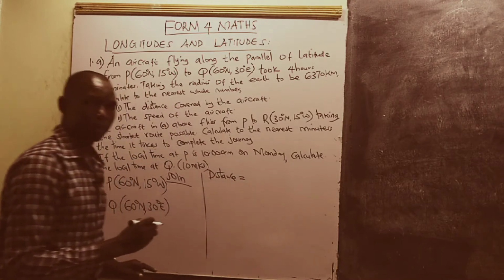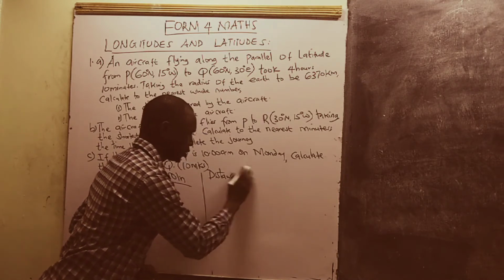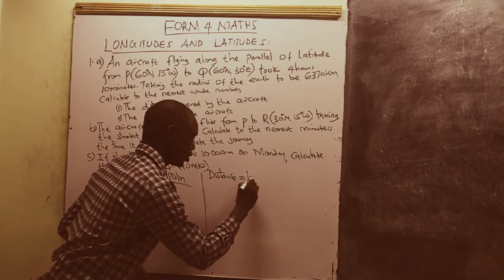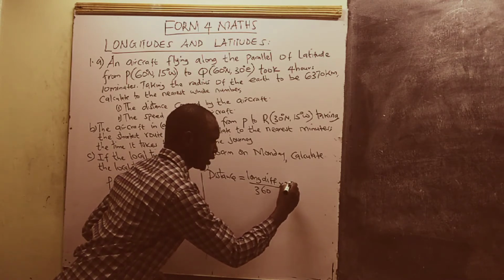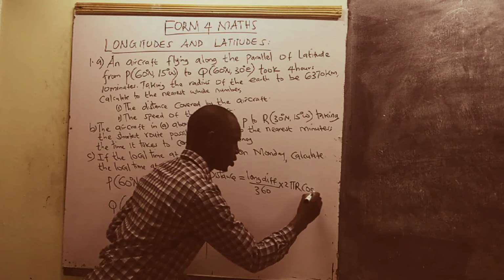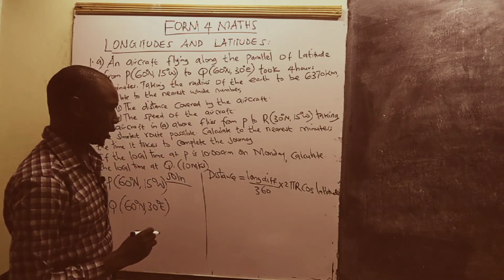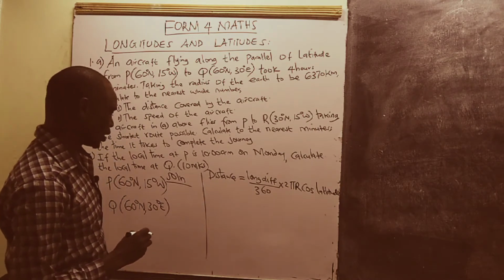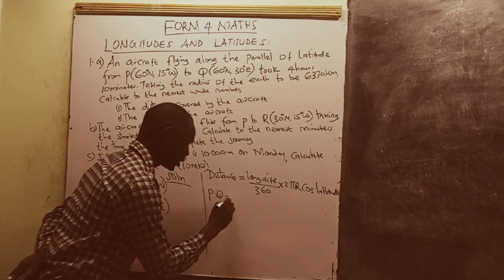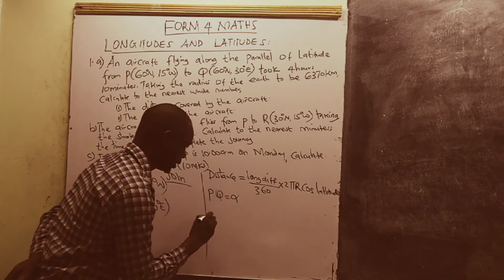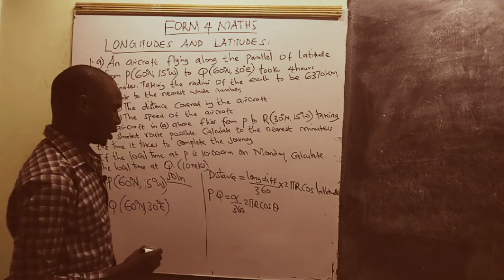The distance between any 2 points that lie on a small circle in kilometers is given by the longitude difference over 360 times 2 pi r, then we multiply by cos of the latitude. So let us replace the longitude difference by alpha and the latitude position by theta. In short, the distance between P and Q in kilometers is equal to alpha over 360 times 2 pi r, times cos theta, where theta is the latitude position.